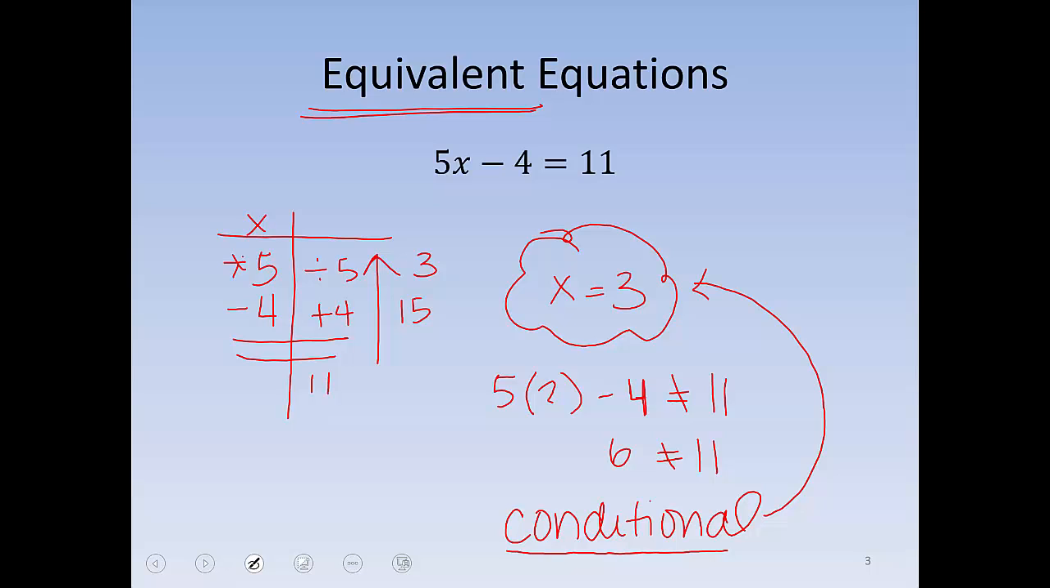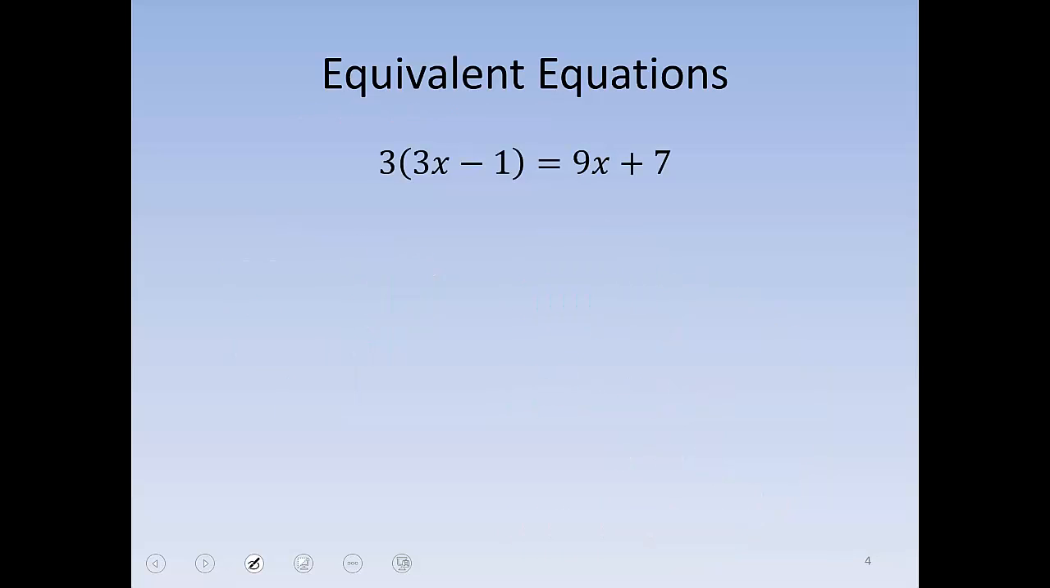Let's try another. Take a moment if you need to pause to write this equation down.